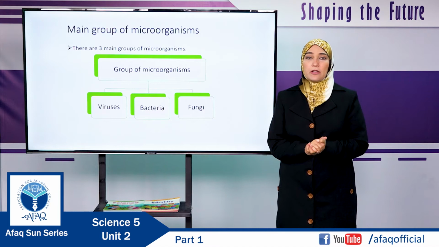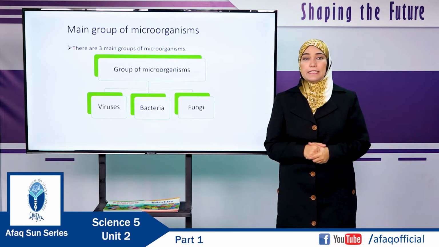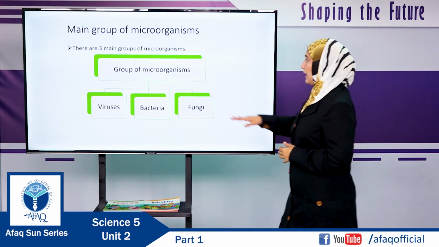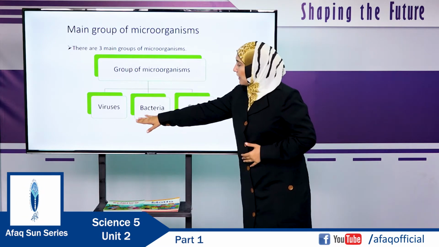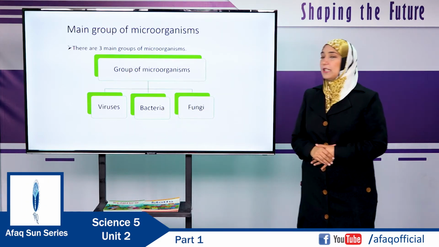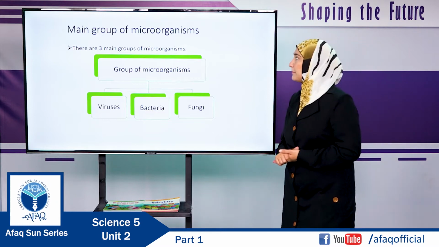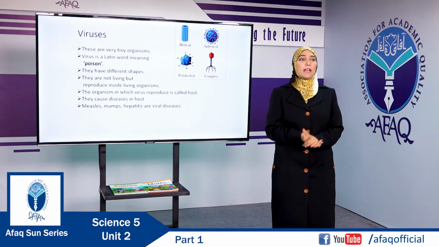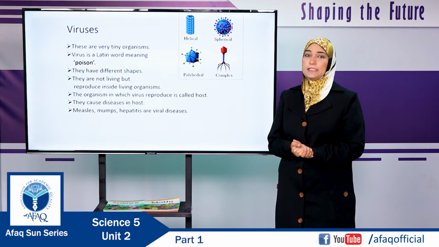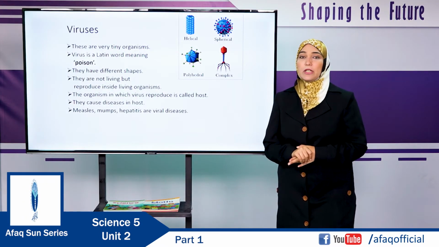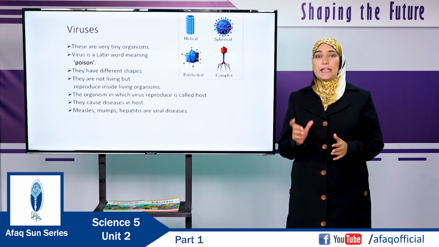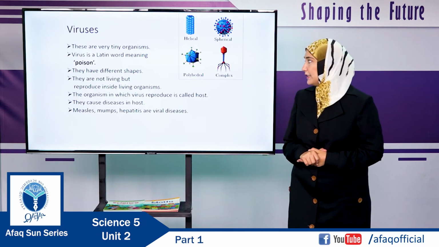You have learned about microorganisms. Now we will see how many types of microorganisms are present around us. There are 3 main groups of microorganisms: viruses, bacteria and fungi. Now we will study them one by one. Viruses. What are viruses? Viruses are the smallest microorganisms. They are so small that you cannot see them. The word virus comes from a Latin word which means poison.